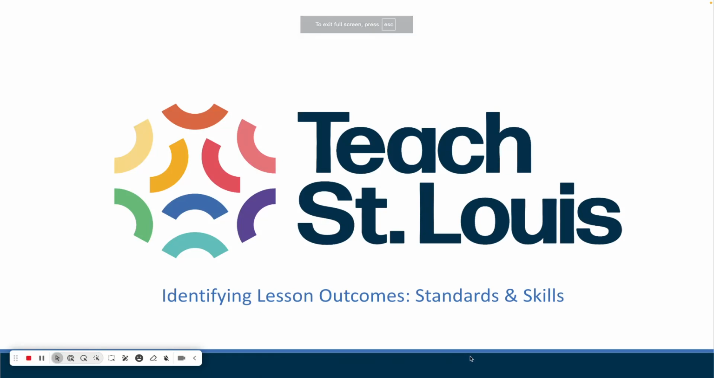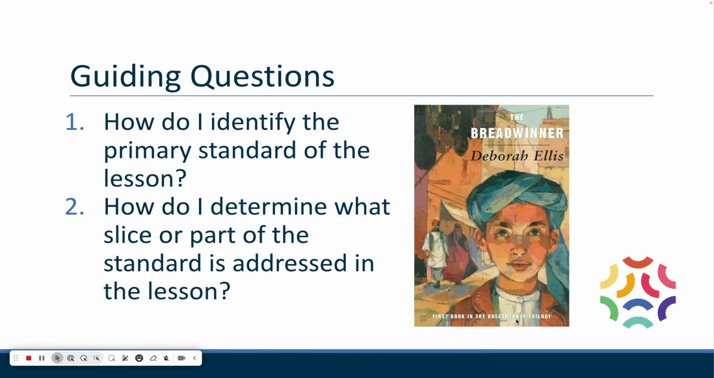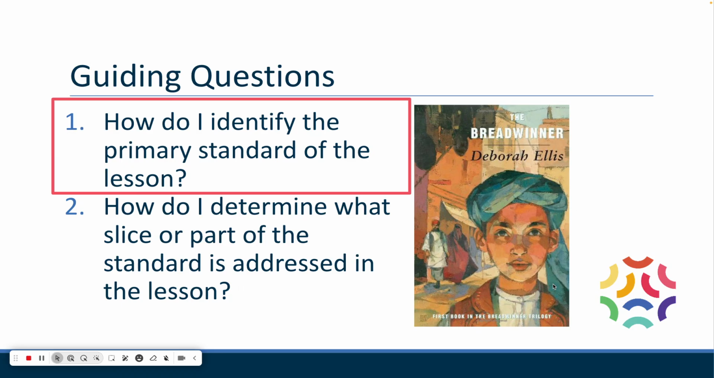The first step to lesson planning is to identify outcomes, specifically the standard and the skill that the lesson addresses. This video will address two questions: how to identify the primary standard within the lesson, and how to determine the slice or part of the standard in the lesson that's addressed. We'll dig into this first question first. How do I identify the primary standard?